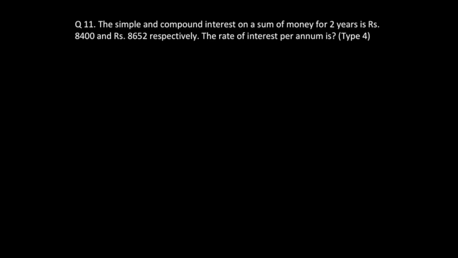Alright, so this is again type 4. It's saying that the simple interest and compound interest on a sum of money for 2 years is rupees 8,400 and 8,652 respectively. The rate of interest per annum is how much?